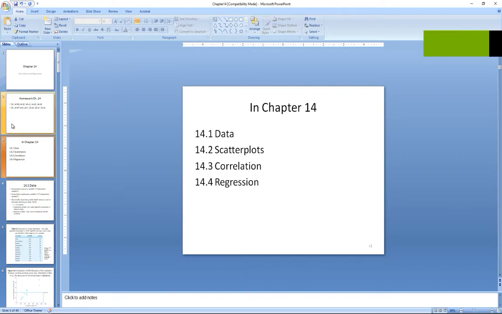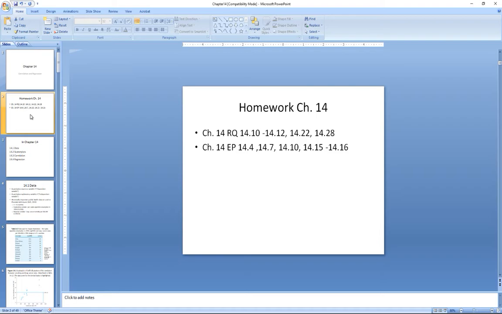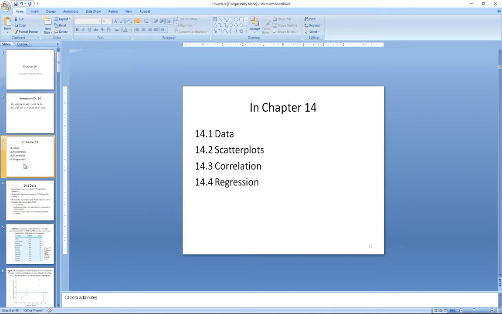Let me start from the beginning about correlation and regression. Note, here's the homework for our review questions and our exercise problems. And moving on to chapter 14.